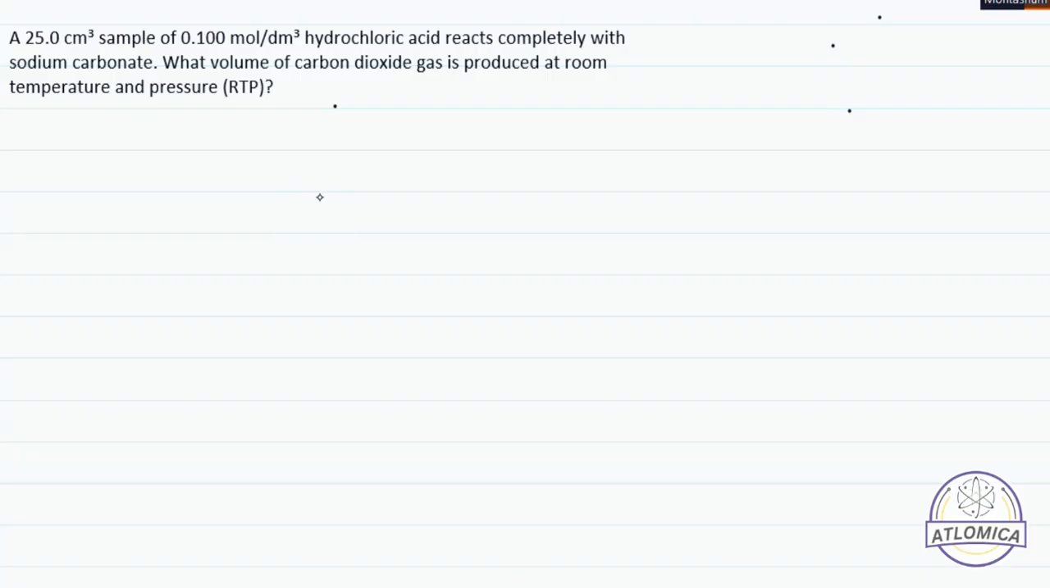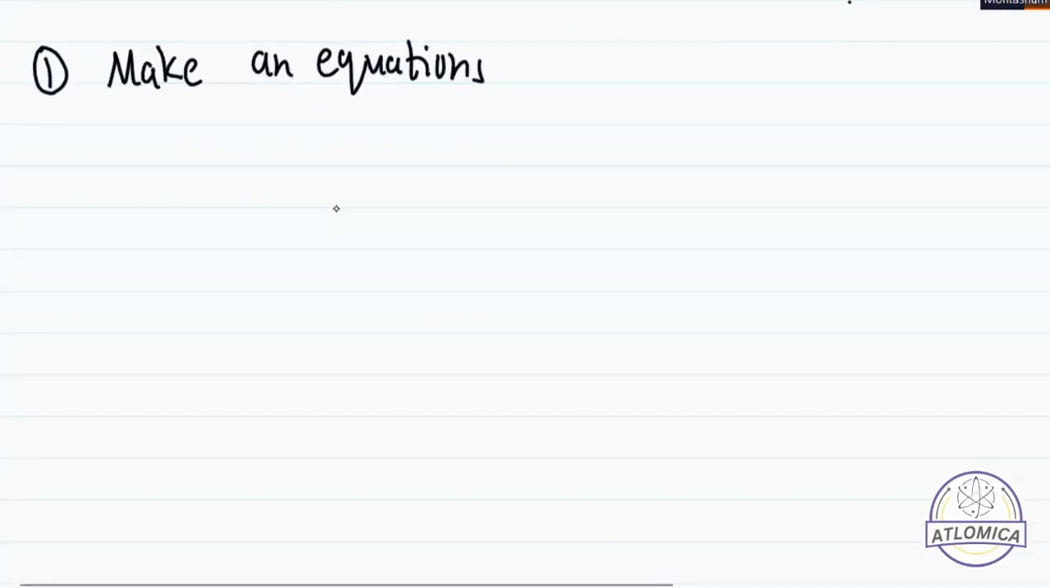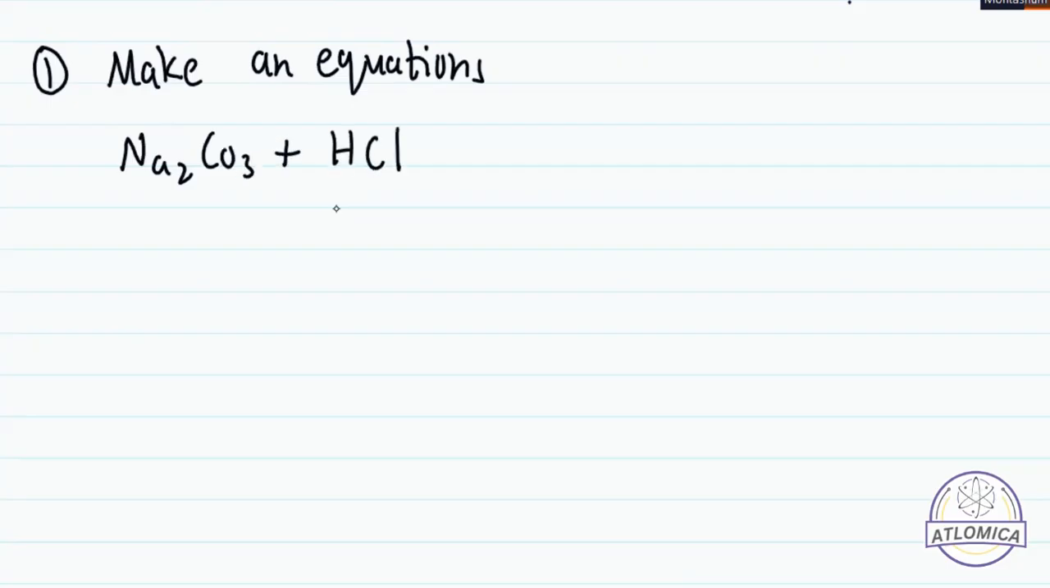Without further ado, first you have to make an equation. Yes, this is the most crucial step in order to solve questions like these. Make an equation. The equation must be that carbonate, Na2CO3, will react with HCl in order to form NaCl, the metal salt, plus H2O, water, plus CO2.